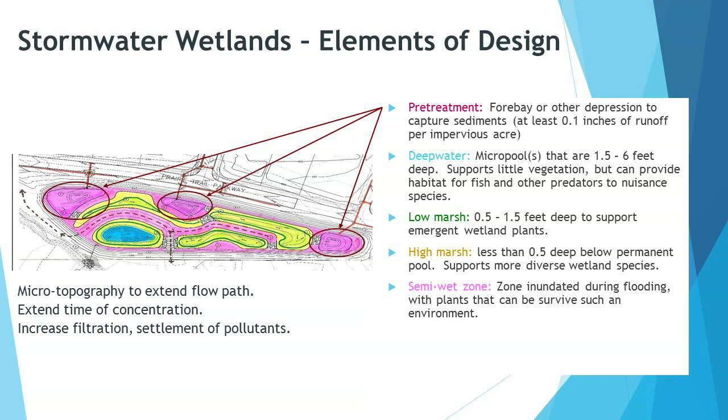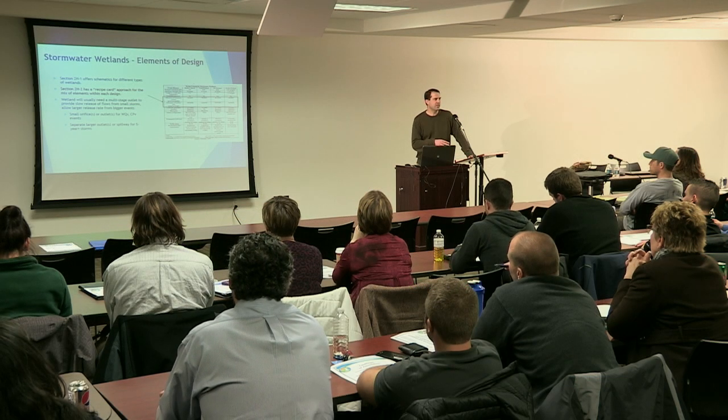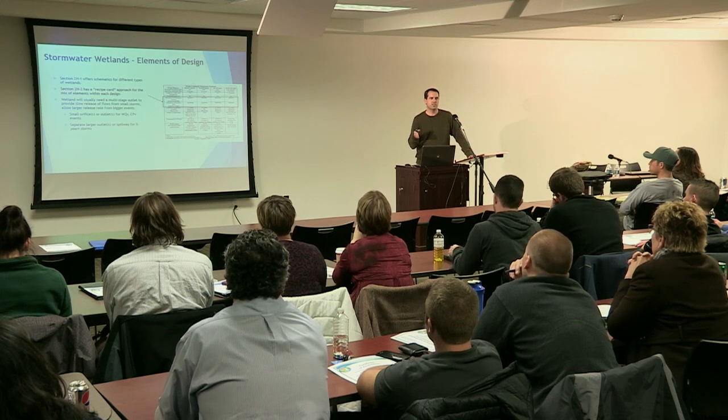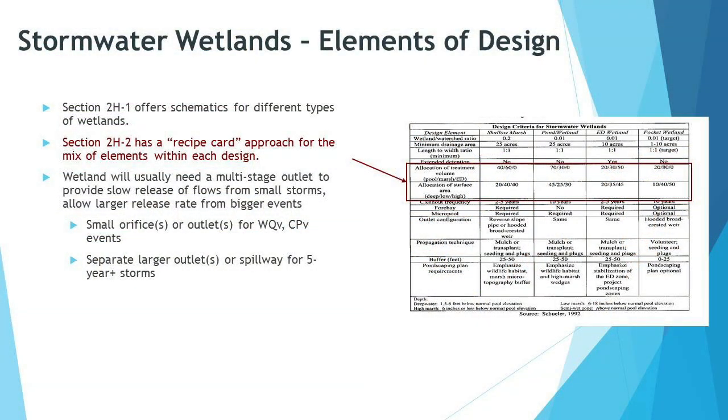In the Iowa Stormwater Management Manual, it basically has a recipe card in sections 2H1 and 2 on how to design a stormwater wetland. Basically, you're figuring your water quality volume and you assign it to the different areas. There's a low marsh zone that's a little deeper, there's the high marsh that's like shallow, and then there's those areas that are just above the surface. And you assign the water quality volume to those areas, and that allows you to figure out the footprint you need. You know, if I have an average depth of a foot deep and I need this much storage, it allows you to know how much area you need for that.